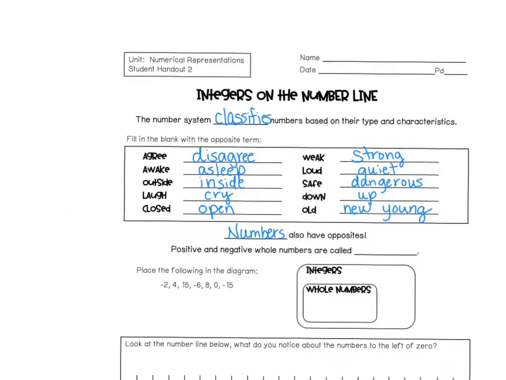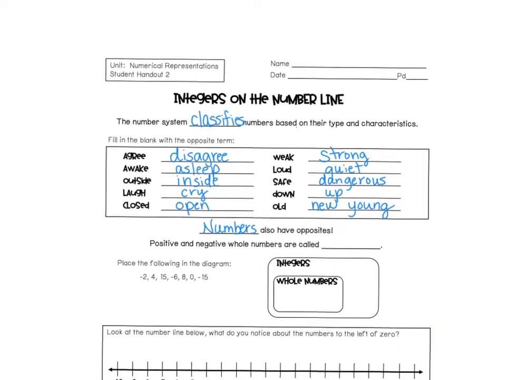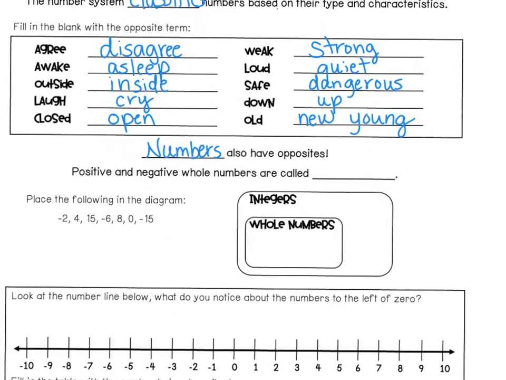Positive and negative numbers are called integers. You know that already. It's a set that we've been studying. Okay? So positive and negative whole numbers are called integers. Here it asks us to place the following in the diagram. Let's start with -2. -2 is not a whole number because it's negative. So -2 would go in the integers part of the diagram.